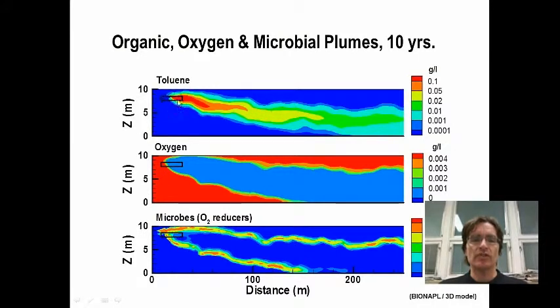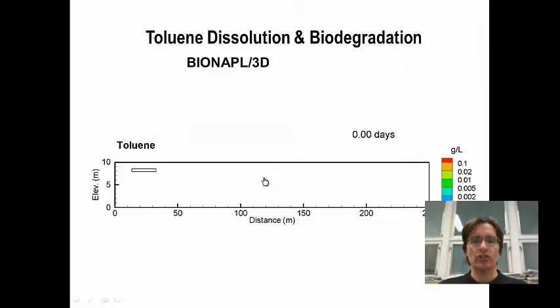We have a toluene source, oxygen being depleted, and microbial growth. This is after 10 years in a heterogeneous system. So we see some variation here now of our concentration gradients, which tends to enhance mixing and enhance biodegradation. I have two animations to show, one for toluene, one for oxygen.